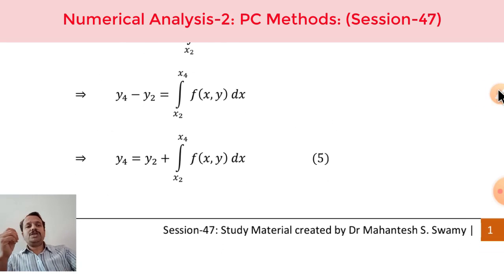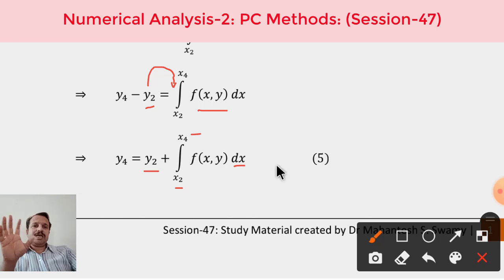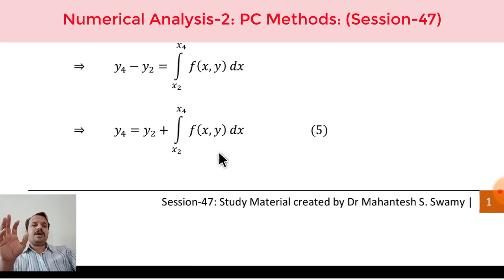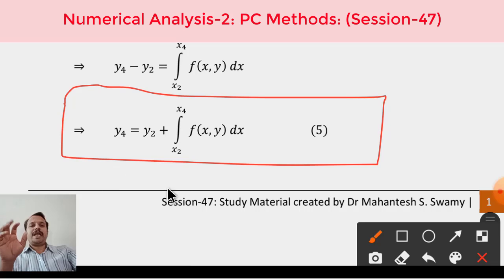Now y2 is known to us, only y4 is the unknown. So let us take this y2 to the other side. It will come with a positive sign because it is minus here. If it is taken to the right hand side, it will become positive y2. So y2 plus the integration of this quantity with respect to x between the limits x2 and x4. So this is the expression which is most important for us in the further derivation process. So let us keep this as a highlighted equation, that is equation number 5.